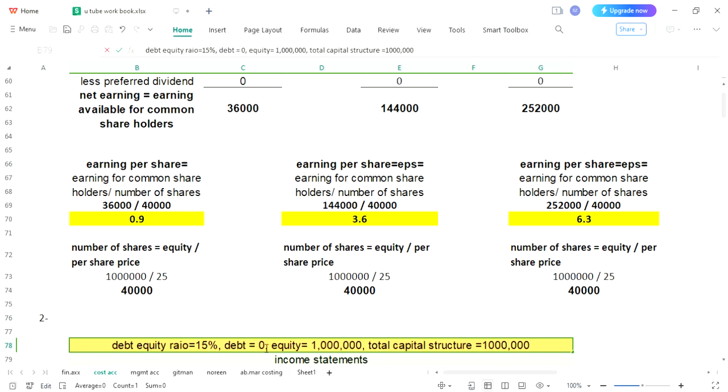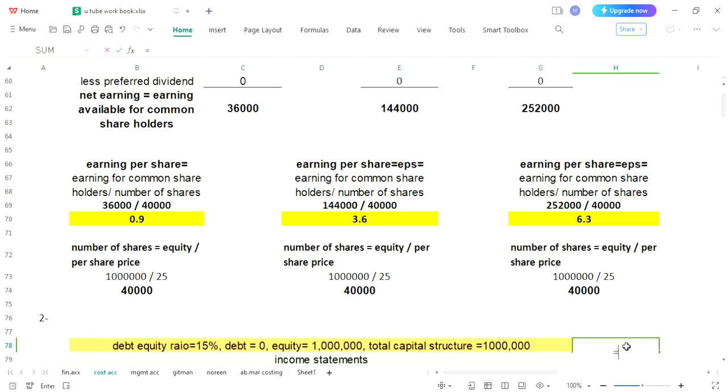Debt will be calculated over here. Total capital structure is 1 million. So 15% would be the debt. Here I will show you how to calculate. Look, total capital structure was 1 million and 15%. Please note it down. Total capital structure 1 million, 15% was debt. Let's calculate it. So it means 150,000 is your debt.